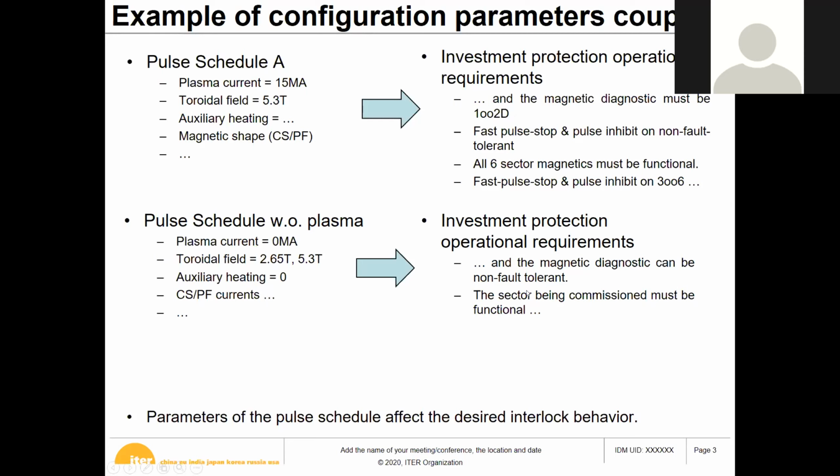We can only require those subcomponents that are being, for example, commissioned to be active, and the rest of the pulse can continue. And so you can understand that the parameters of the pulse schedule in a very big way affect the desired investment protection behavior of the central interlock system.